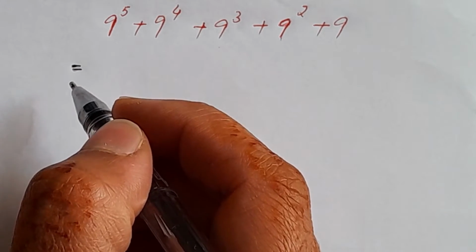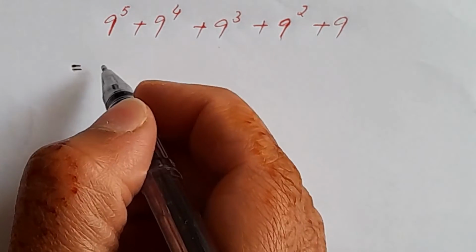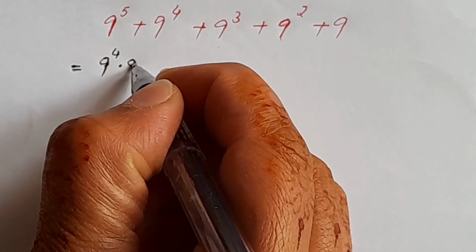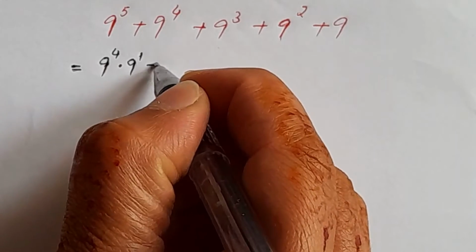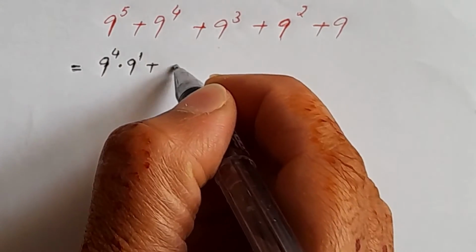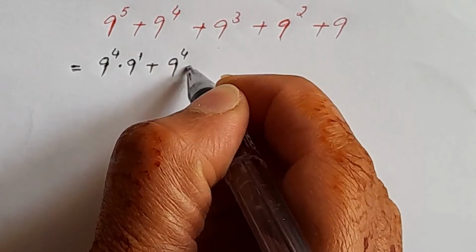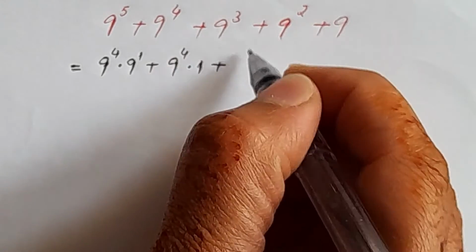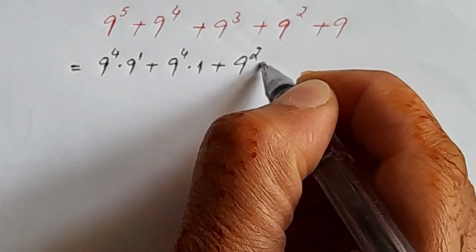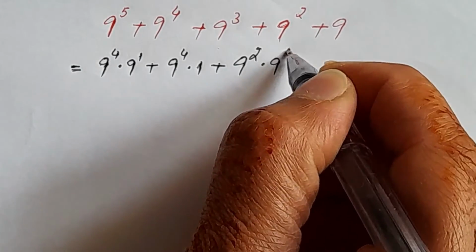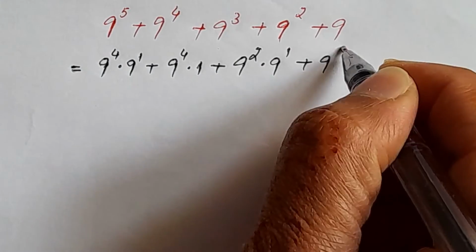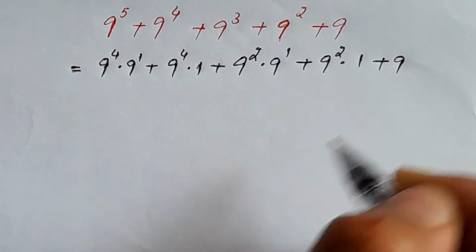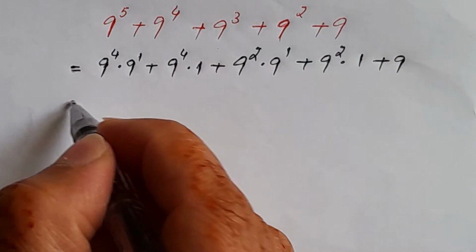We can write 9 to the power 5 as 9 to the power 4 times 9 to the power 1, plus 9 to the power 4 is the same as 9 to the power 4 times 1. Similarly, 9 to the power 3 is equal to 9 to the power 2 times 9 to the power 1, plus this can be written as 9 to the power 2 times 1, plus 9 as it is.